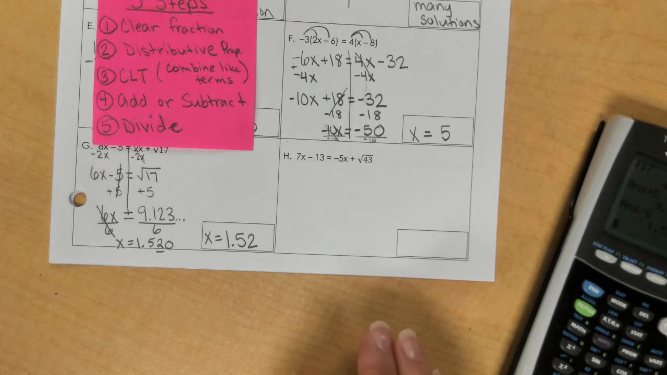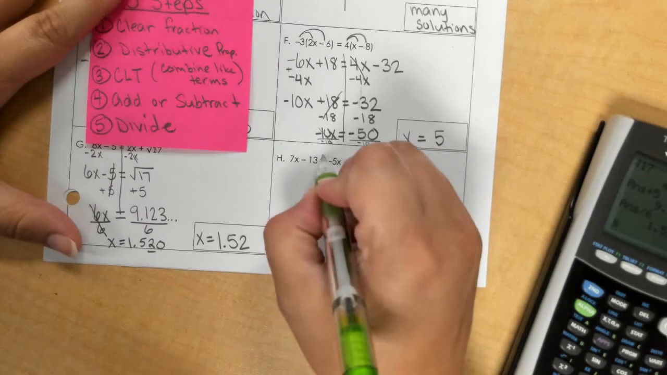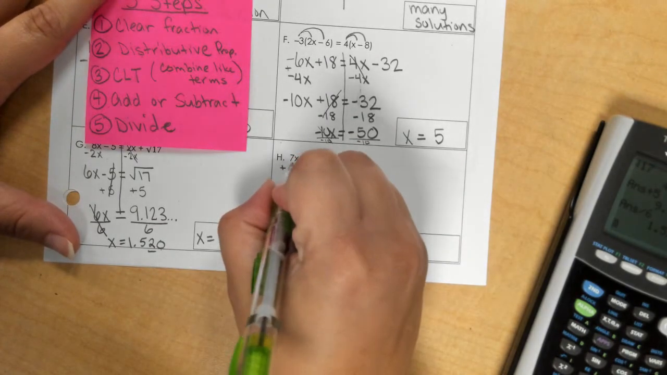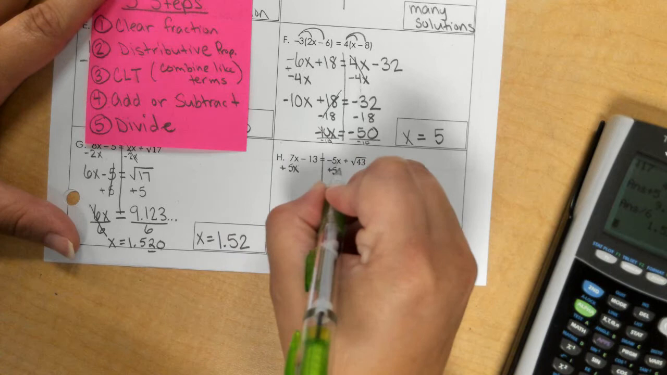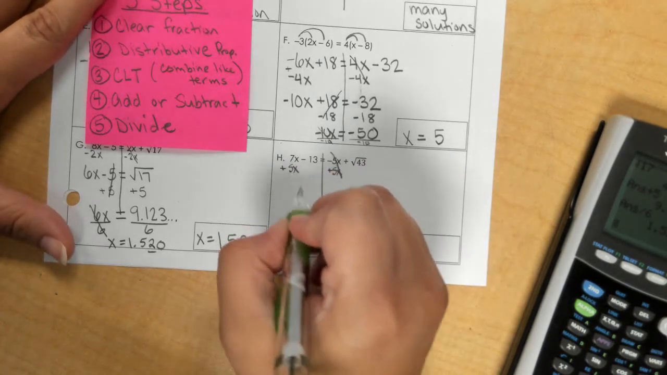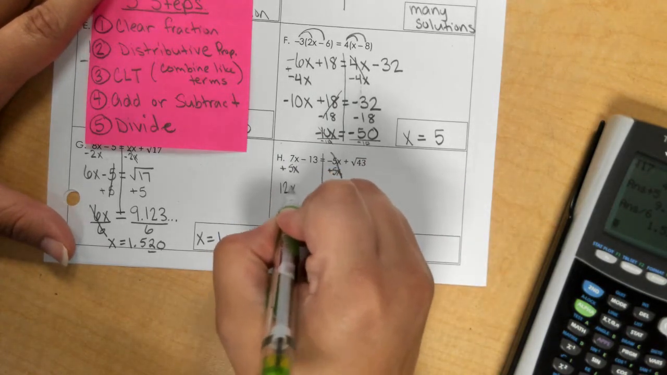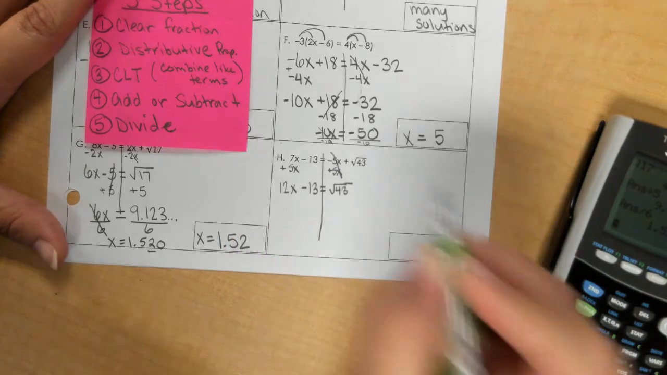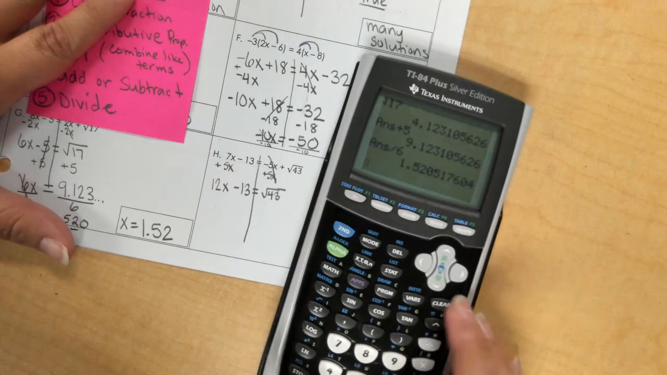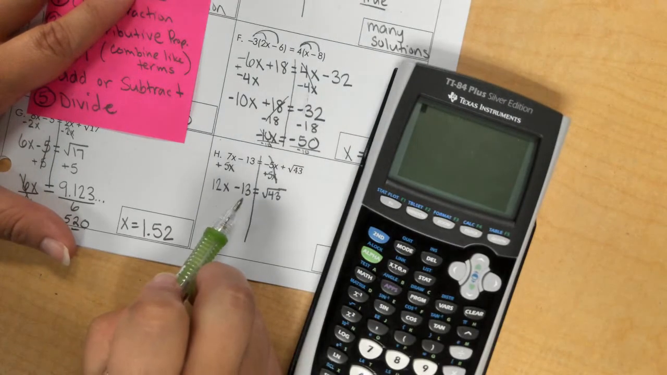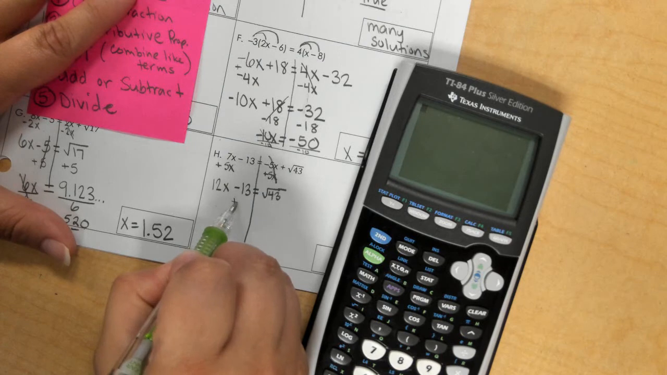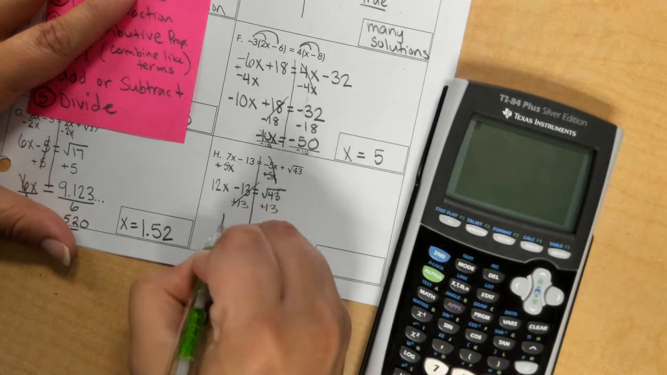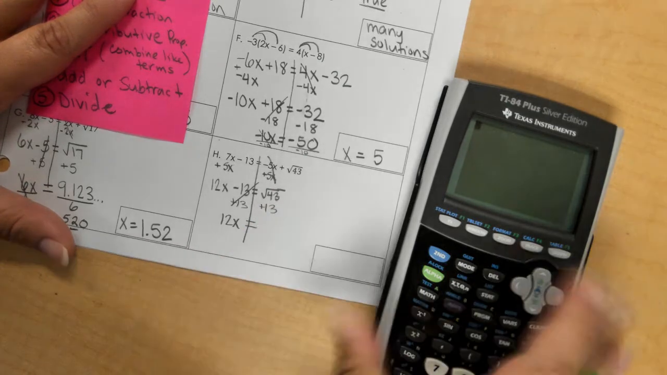Now, for h, it's the same way. So here, I would add the 5x over. You want to get those x's together first, if you can. So that would give me 12x. Okay, now, I want to add the 13 before I punch stuff into the calculator. And I know that 12x is going to equal something.